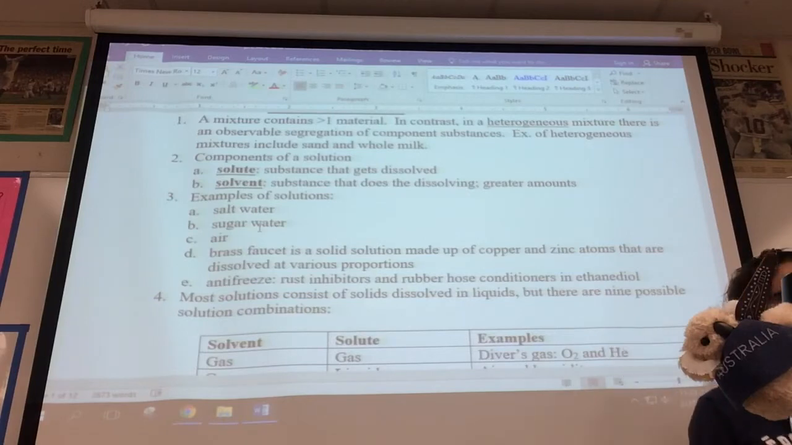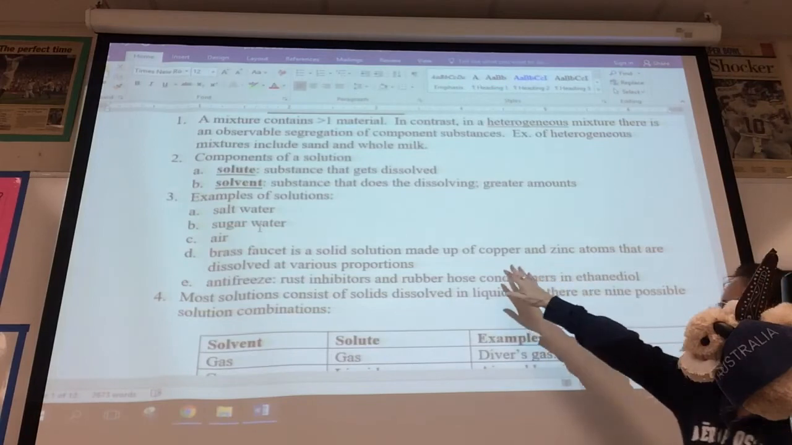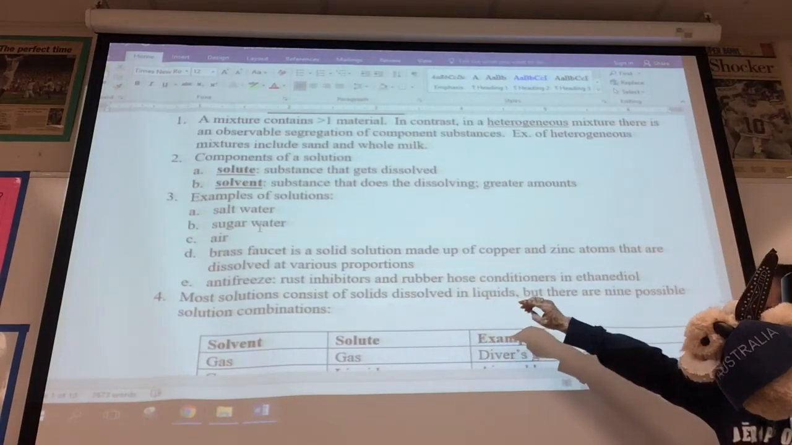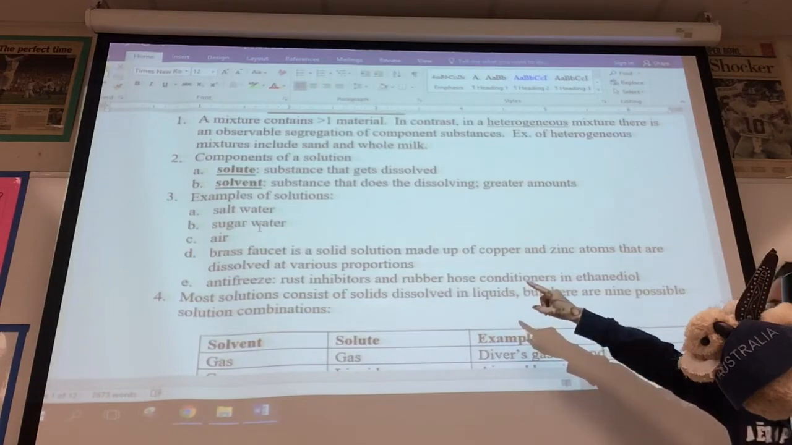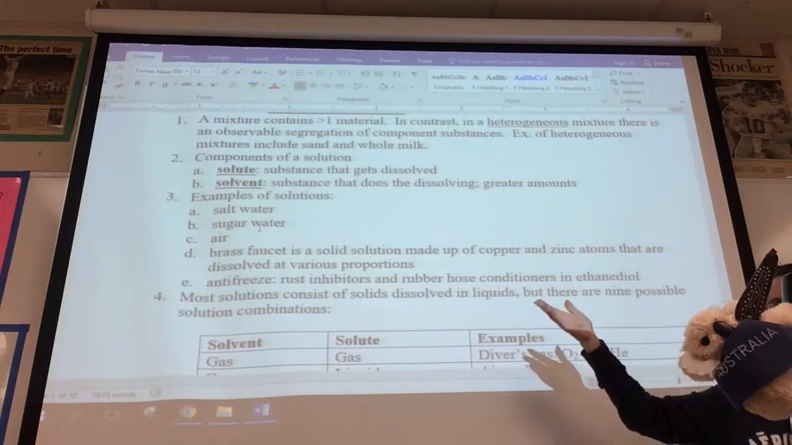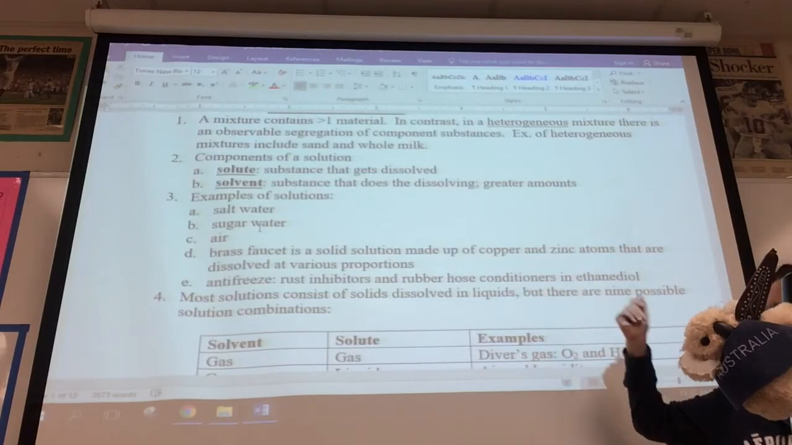Air is a mixture of gases. You've got oxygen gas, carbon dioxide, argon, all dissolved in nitrogen. The chief component in air is nitrogen gas. Brass faucets, we talked very briefly about alloys at the beginning of the year. A brass faucet is a solid solution. So again, when we think about solutions, we tend to think about liquid solutions, but solutions can be gases such as the air, solids such as brass, and primarily liquids, which we use in the lab all the time.